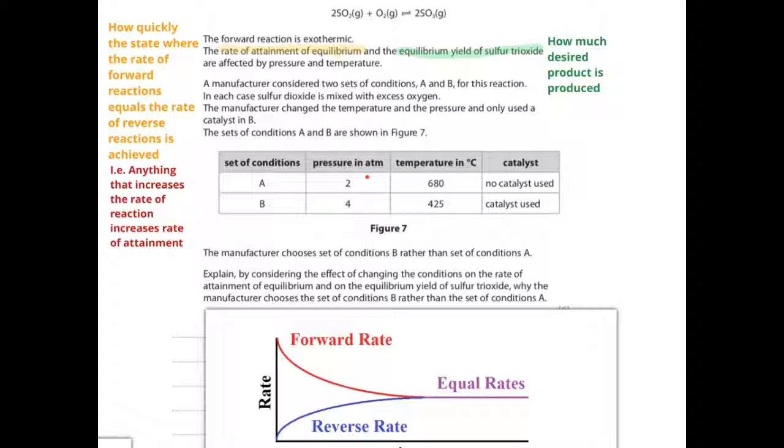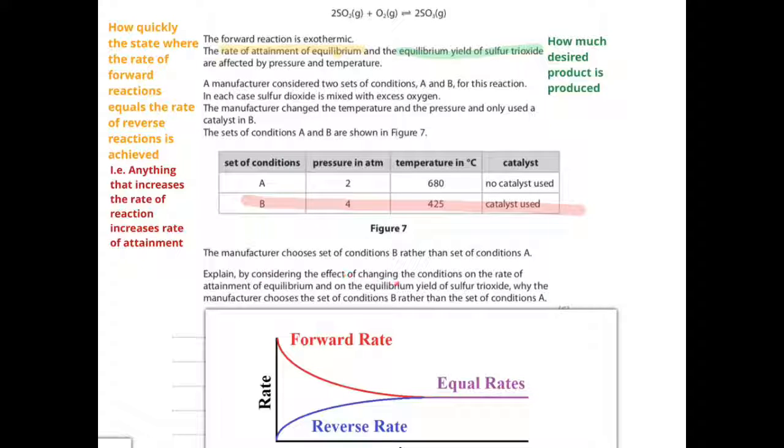So you can see this one's got higher pressure, but lower temperature, and this one is using a catalyst, whereas this one has lower pressure, higher temperature, and no catalyst used. So the manufacturer chooses set of conditions in B rather than the set of conditions in A. So they are favouring this set of conditions.